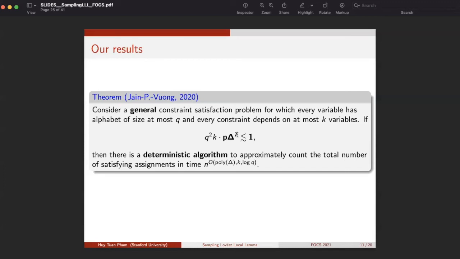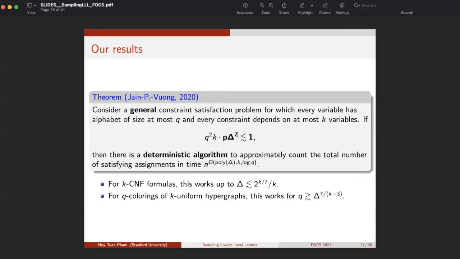The runtime of our algorithm is like Moitra's deterministic algorithm of the form n to the poly delta k and log q. So it's only polynomial if delta and k and q are considered as constants. But this is typical for deterministic approximate counting algorithms. And in particular, this implies that for k-CNF formulas, we have a deterministic approximate counting algorithm up to delta smaller than roughly 2 to the k over 7. And for q-colorings, we have an approximate counting algorithm for q at least delta to the 7 over k. So even compared to previous works, even in the setting of randomized algorithms, these improve over the best previously known thresholds.